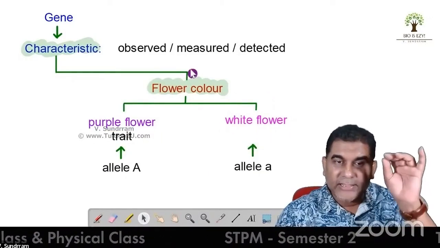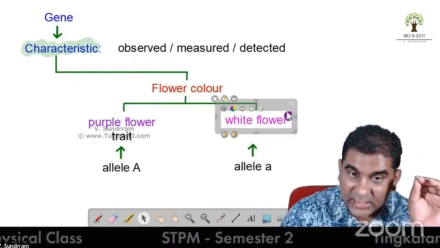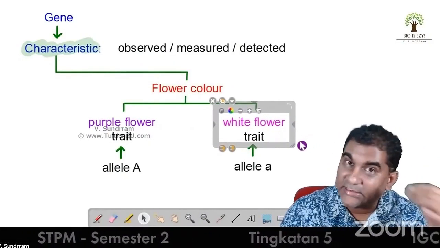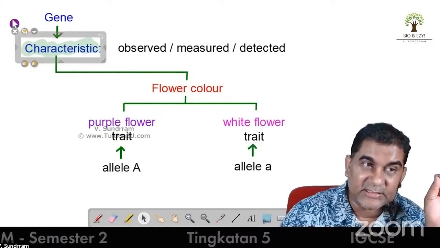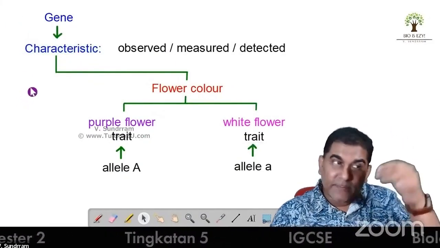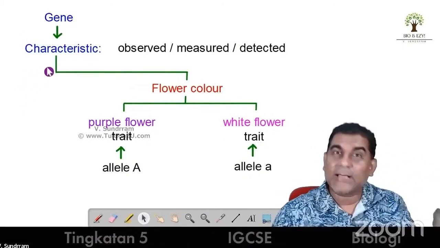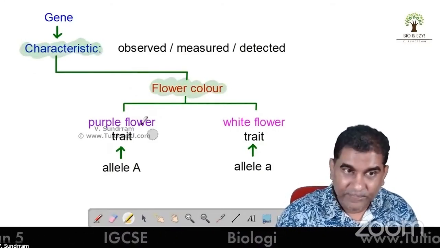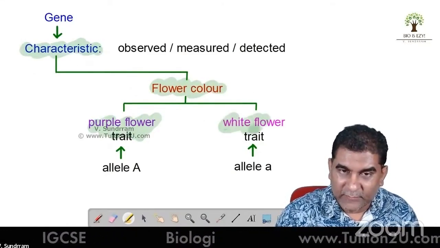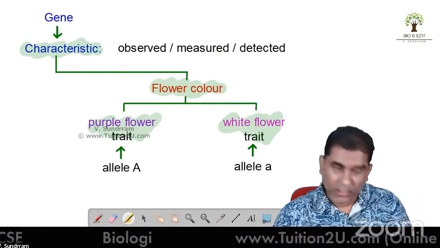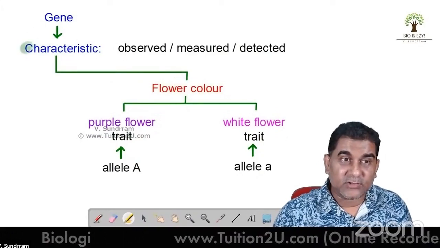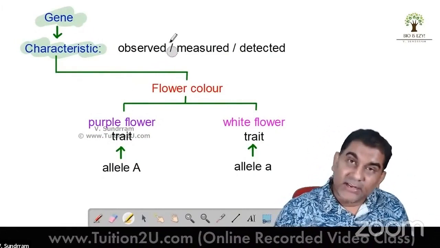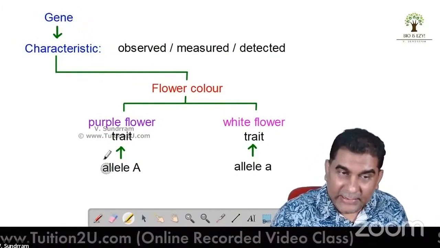Okay. So example, I repeat, traits are alternative forms of a characteristic. Bentuk berlainan bagi satu karakteristik. For example, flower color characteristic have purple flower trait and white flower trait. Okay. Characteristic is controlled by the gene. What controls the trait? The traits are controlled by alleles.